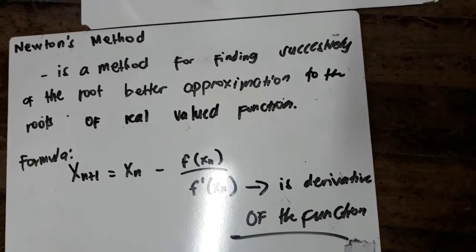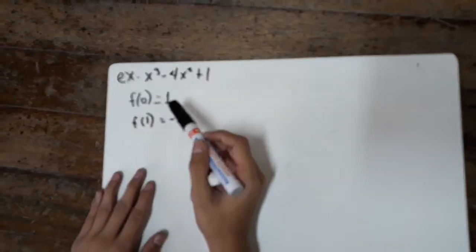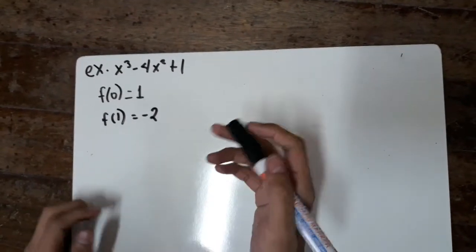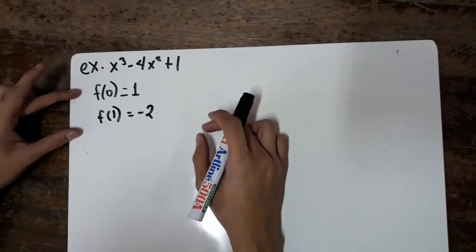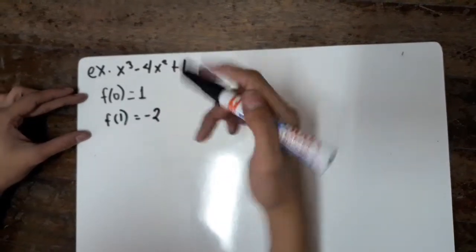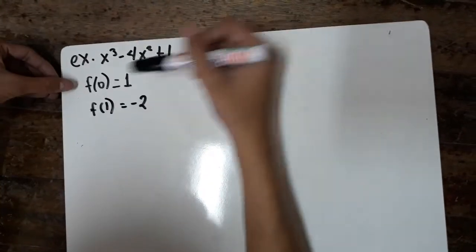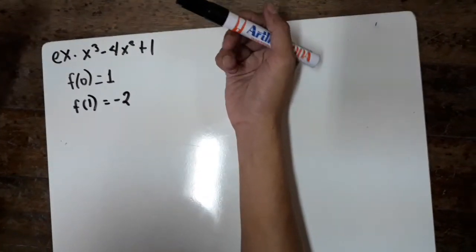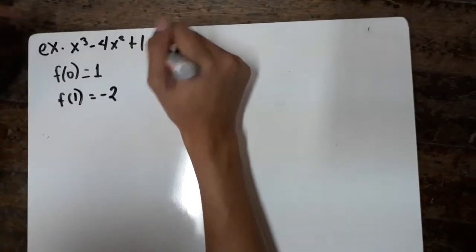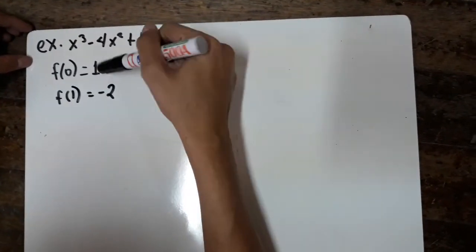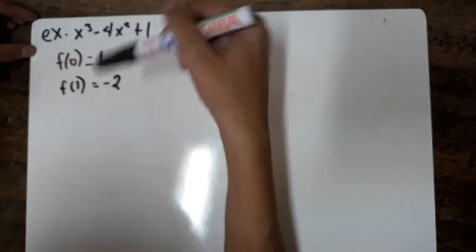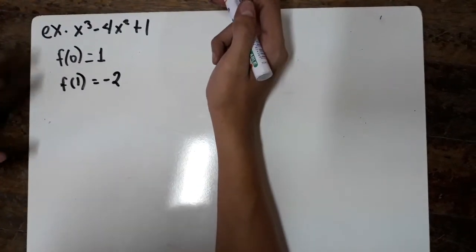So let's have an example. Our example here is x cubed minus 4x squared plus 1. Before finding the interval, we should have a changing sign. When we substitute the value of our initial guess into the function, if we have a result of changing sign like this one, we can say that the root lies between this interval.